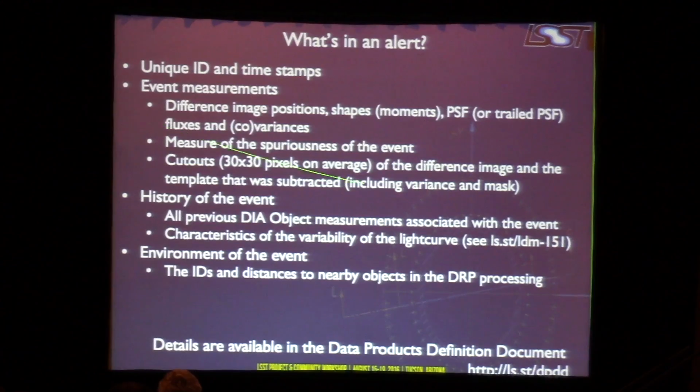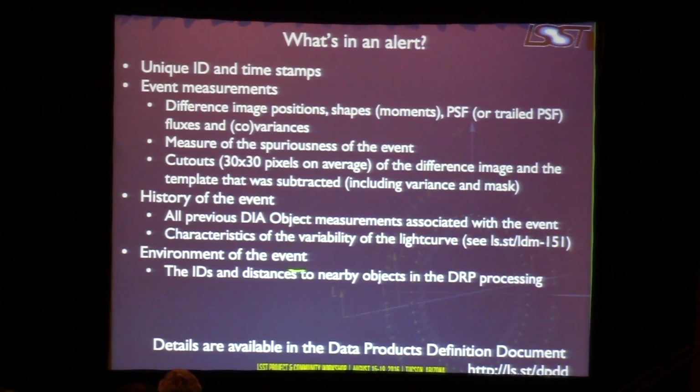So that's the measurements on the actual events, or the data that we take on a particular night. We also report the history of that event. So all of the previous DIA objects that can be associated or matched with that event that was detected are packaged and released, and also characteristics of the variability that you might extract from the light curve. And the measures of variability that we're currently considering, you can find in LDM 151.